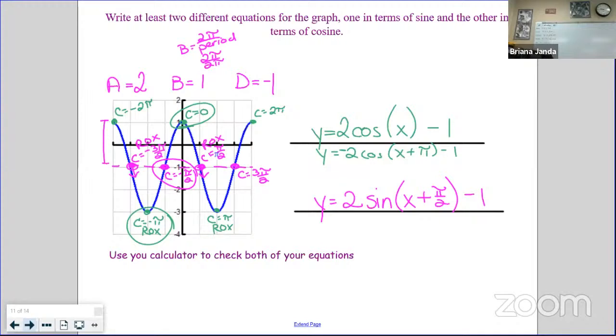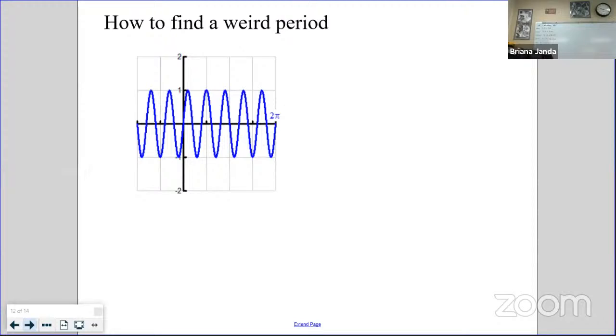Okay, again, things that will not change. A will be the same for both of the equations. B will be the same for both of the equations. D will be the same for both of the equations. That will not change. What will be different between the two equations is the phase shift and whether or not you have a reflection. The last thing we need to touch on very quickly here is what if you have a weird period? And I'm showing you this because you have one in your assignment that is tricky like this.